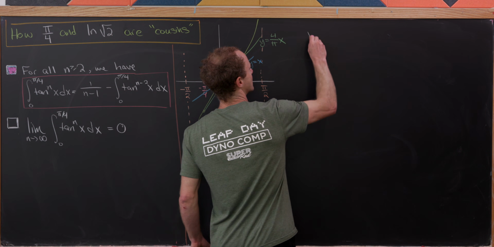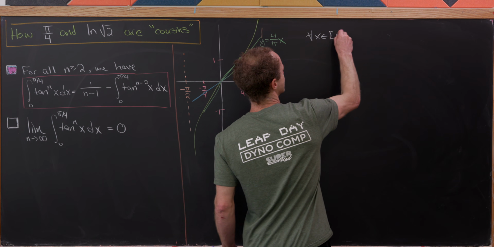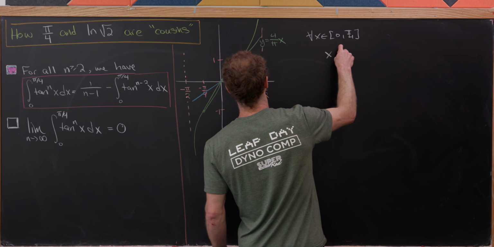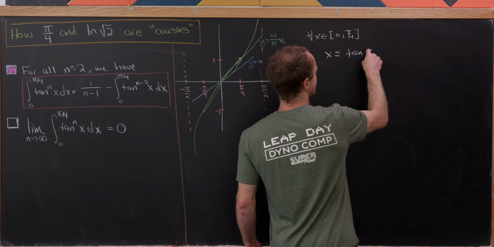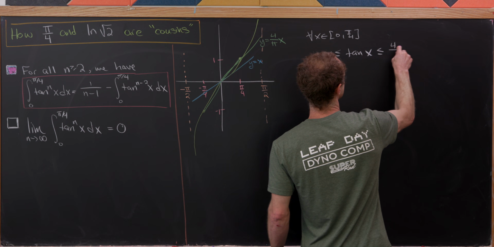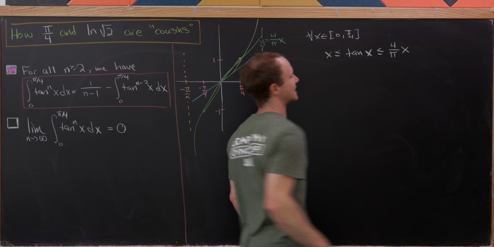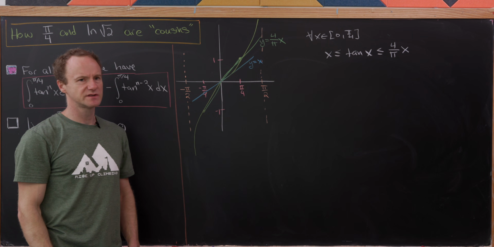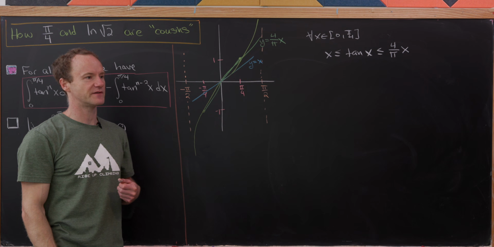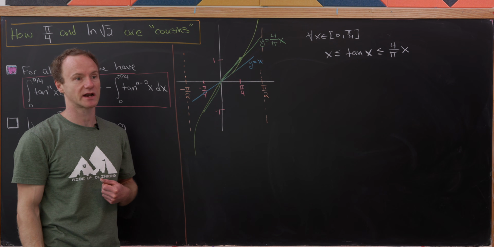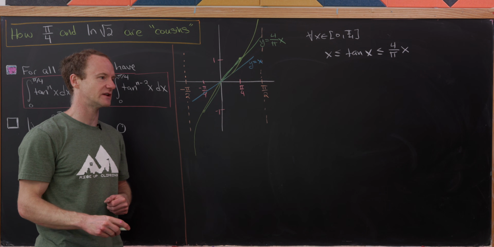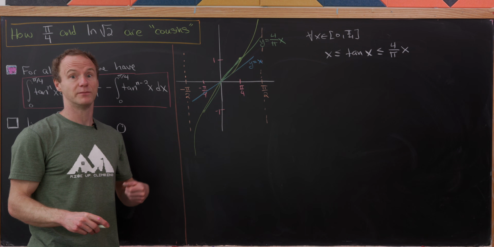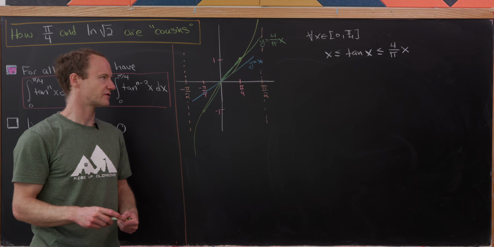So in other words, what we have here is for all x on the interval from 0 to pi over 4, we have x is less than or equal to the tangent of x, which in turn is less than or equal to 4 over pi times x. Of course, this isn't a proof. You would maybe prove this using the second derivative of the tangent function, showing something about the concavity. And then when you know something about the concavity, you know when a secant line is above the graph or a tangent line is below the graph or something like that.